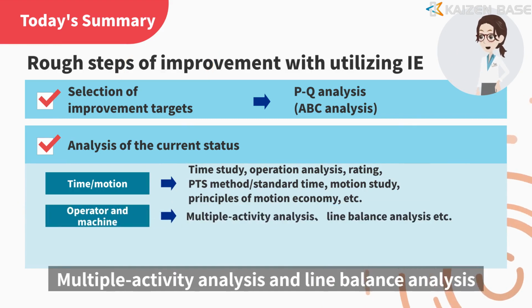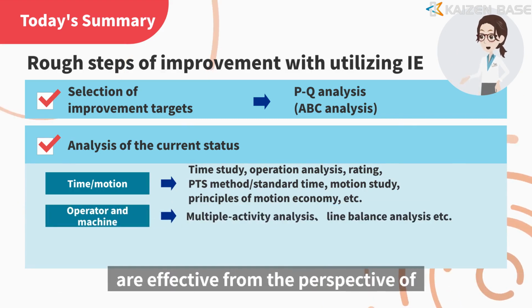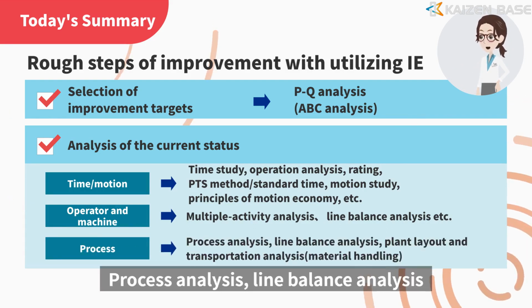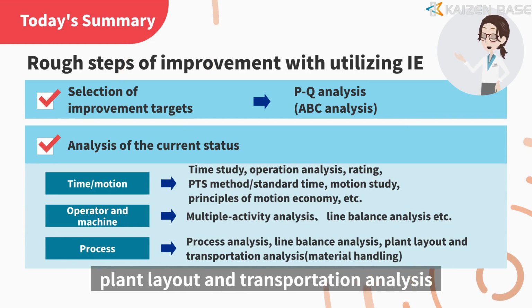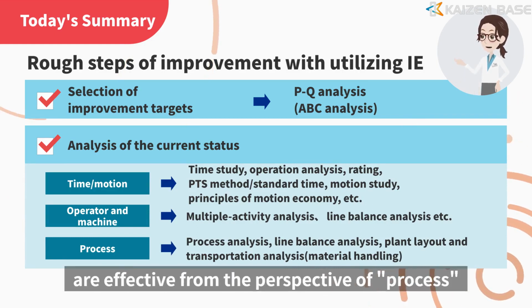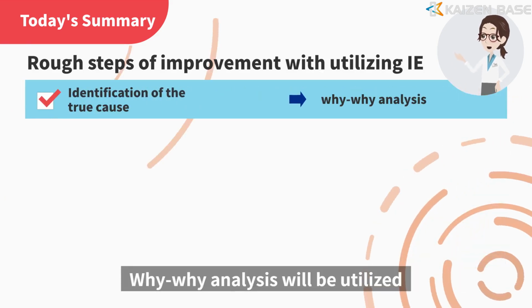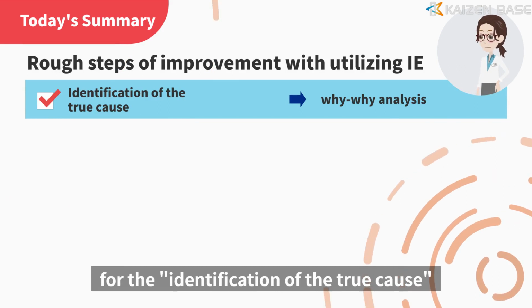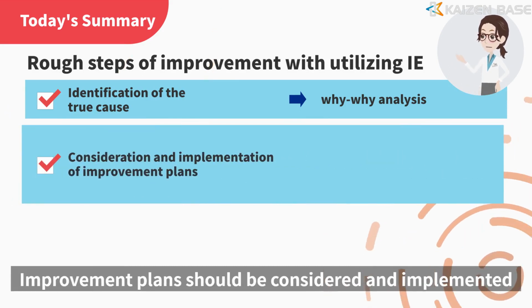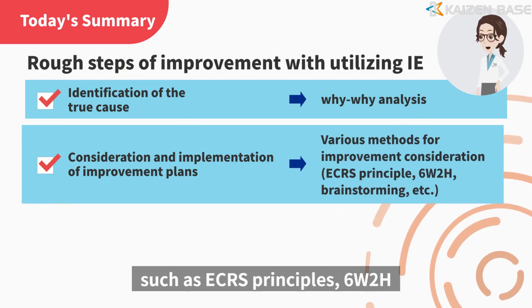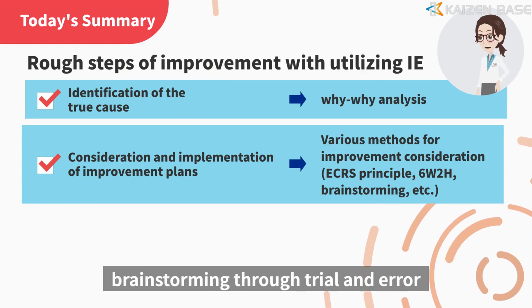Multiple activity analysis and line balance analysis are effective from the perspective of operator and machine. Process analysis, line balance analysis, plant layout and transportation analysis, which means material handling, are effective from the perspective of process. YY analysis will be utilized for the identification of the true cause. Improvement plans should be considered and implemented with utilizing various methods for improvement considerations such as ECRS principles, 6W2H, brainstorming through trial and error.